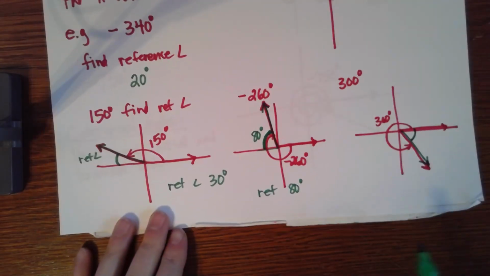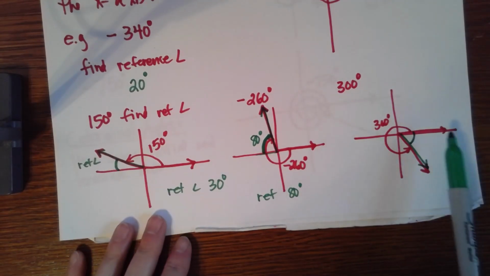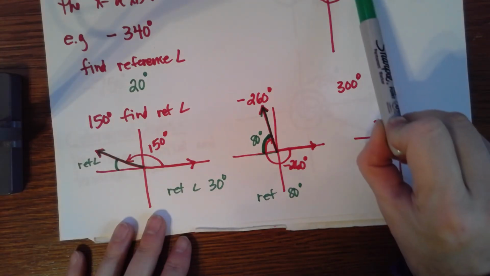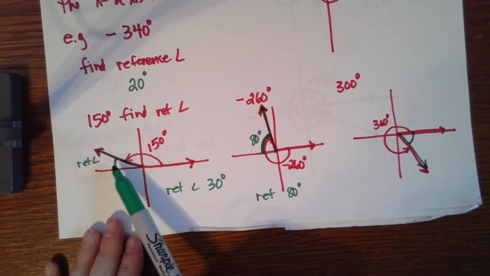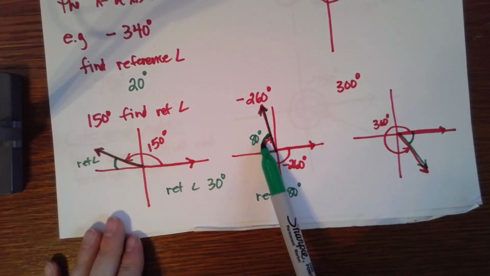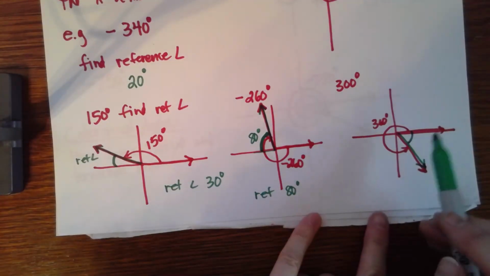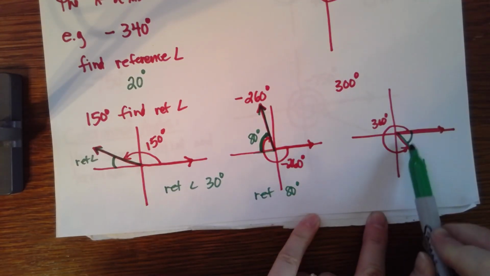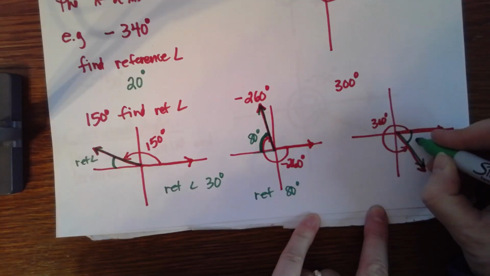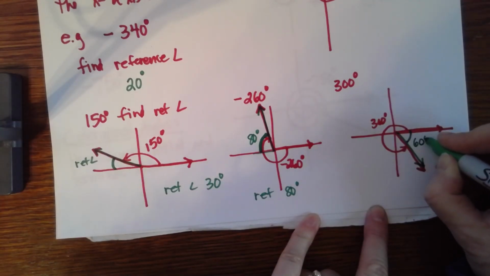So notice with these angles, sometimes you're going to go to the positive x-axis like we did with these two. And sometimes you're going to go to the negative part of the x-axis like we do with these two. It just kind of depends where you are. But it's always made with the x-axis, and it has to be the acute angle made with the x-axis. So here, let's see, we went 300 degrees, 60 more, and we would have done a full circle. So this is a 60-degree reference angle.